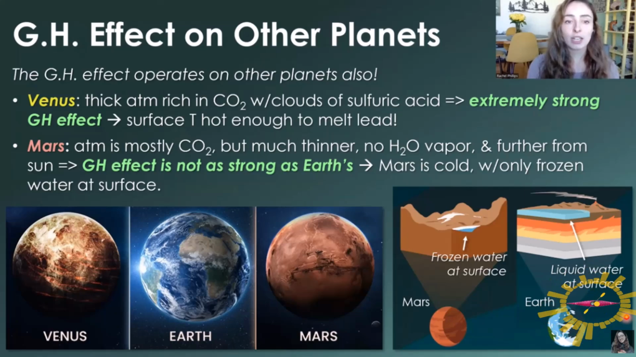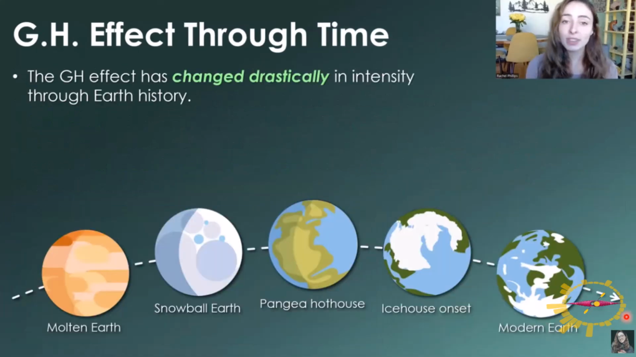This is why Earth is kind of considered in a Goldilocks zone for a lot of things, not just solar input, but the greenhouse effect and its atmosphere and everything. And also just in time, it's in a very Goldilocks zone of time too. With that said, even Earth's greenhouse effect has changed drastically in intensity with time throughout Earth's history.